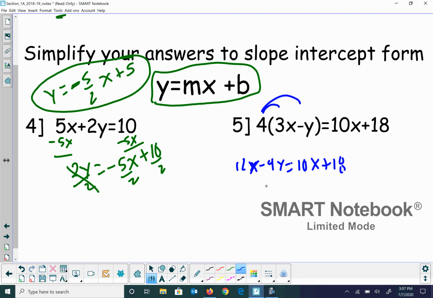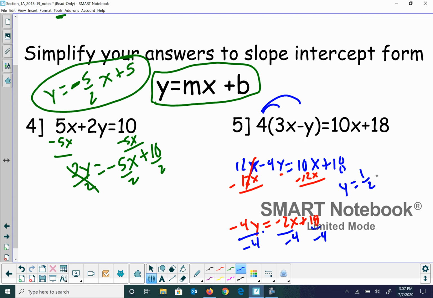All right, so we want to get y by itself, remember? So I'm going to subtract 12x from both sides. The x's are going to cancel. That's going to be negative 4y equals negative 2x plus 18. And the last step is, those are being held together by multiplication, so I'm going to divide everything by negative 4. So my answer is y equals, negative over negative is positive, 2 over 4 reduces to 1 over 2, and the x comes along for the ride. And then positive over negative, so my answer is going to be negative 18 over 4, which reduces to 9 over 2.